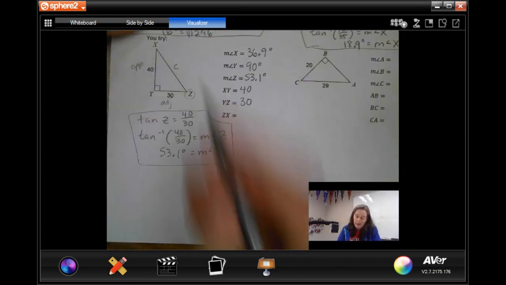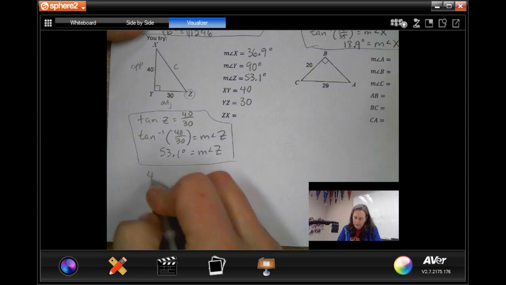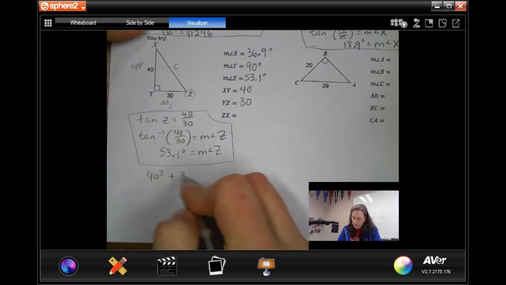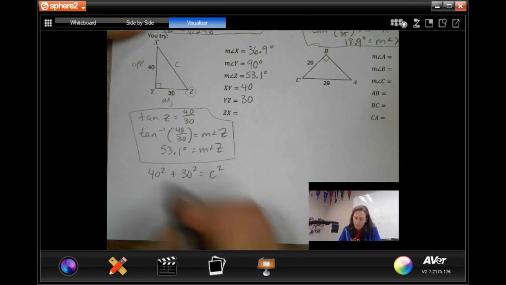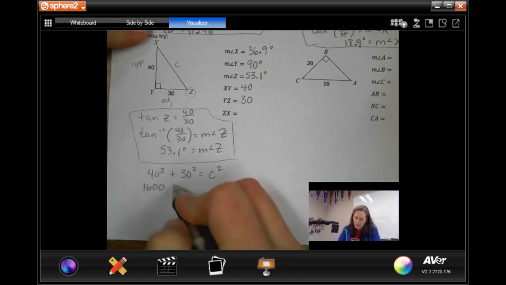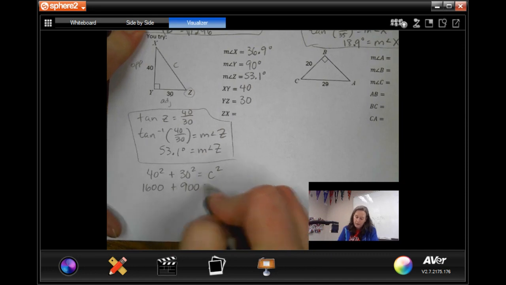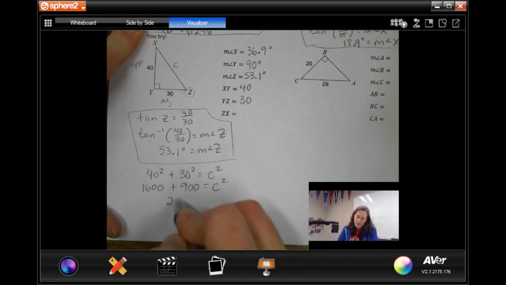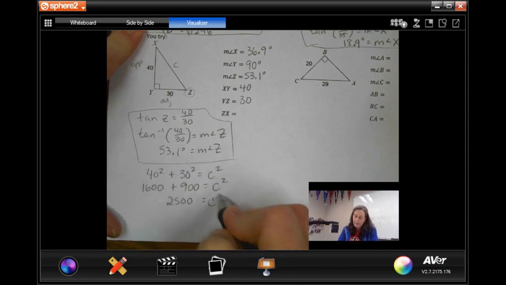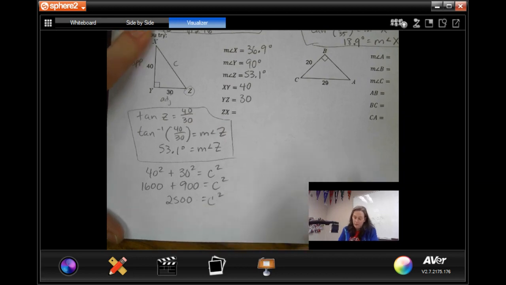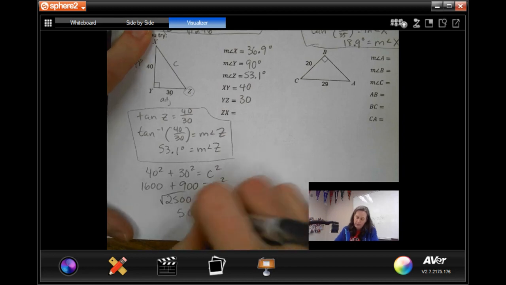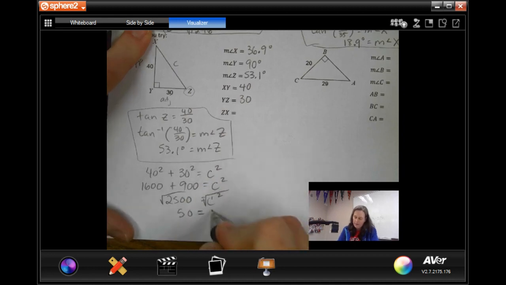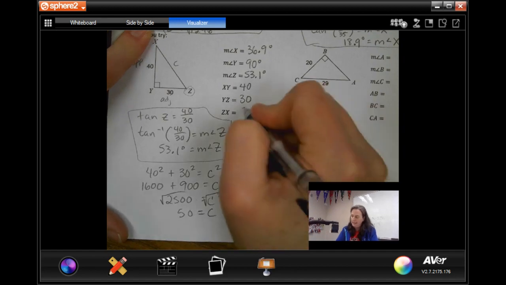And it's the hypotenuse side. So A squared will be 40, B squared will be 30, and this is the piece I'm looking for, the hypotenuse. 1600 plus 900 is 2500 equals C squared. We have to take the square root. Square root looks like 500, no, 50, sorry. 50 equals C for that last side.